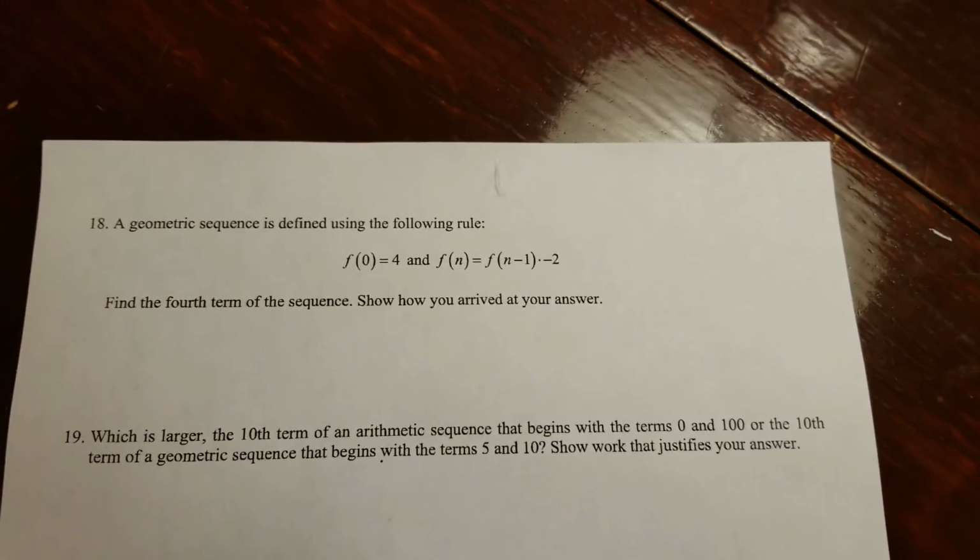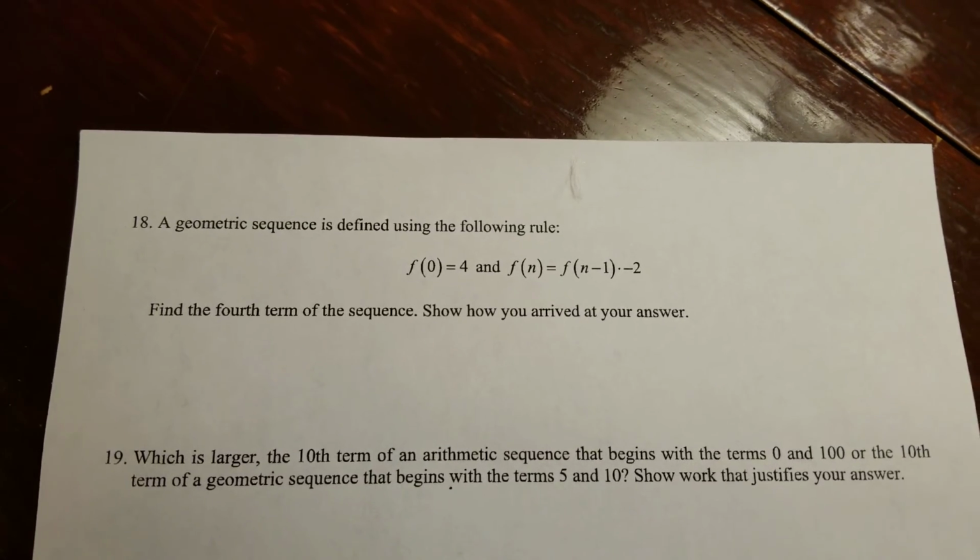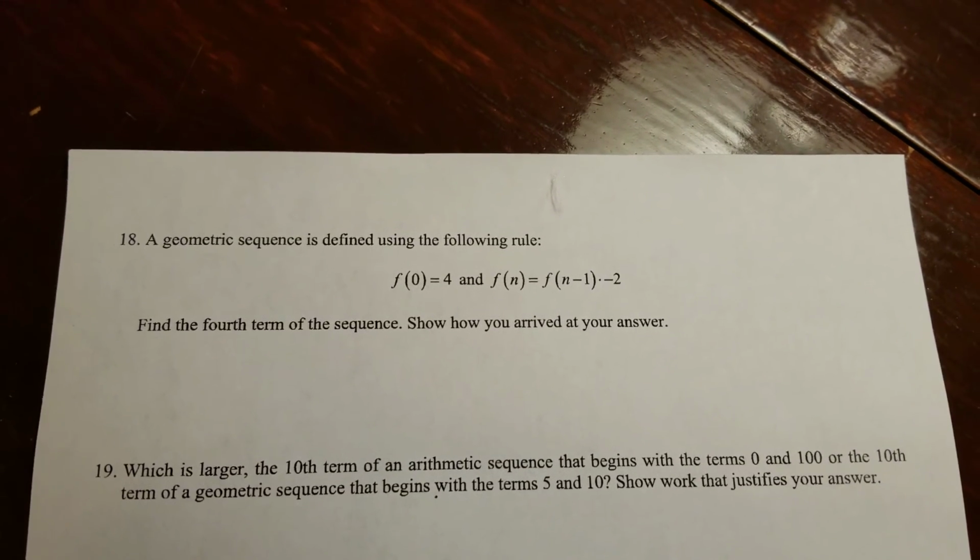Number 18. A geometric sequence is defined by the following rule. Find the fourth term of the sequence. Show how you arrived at your answer.